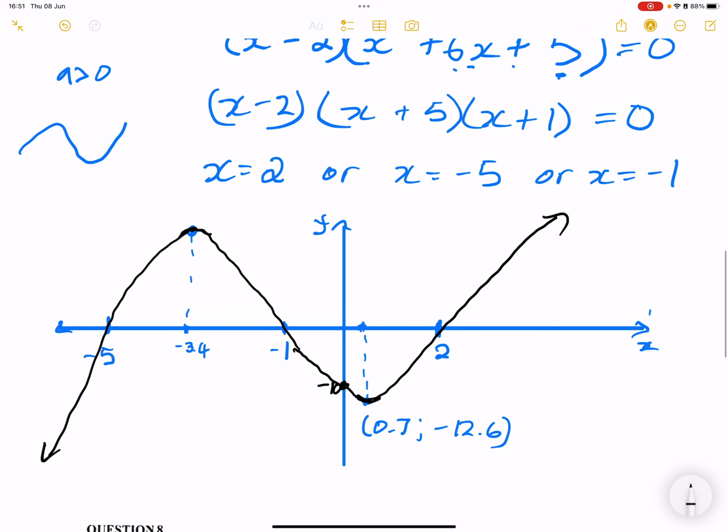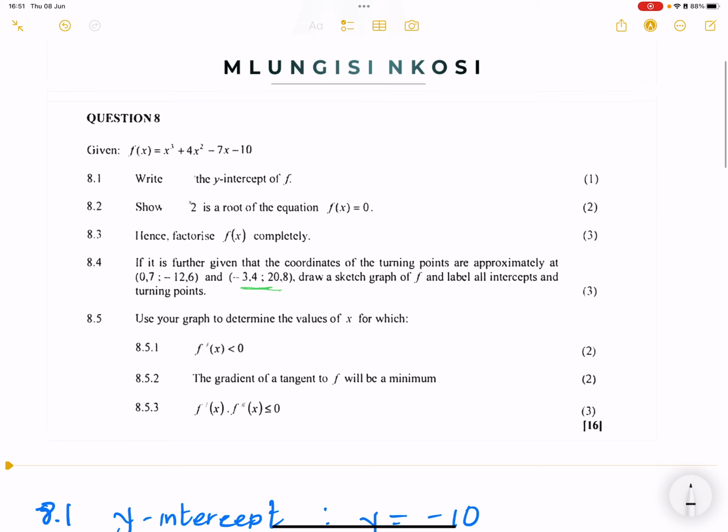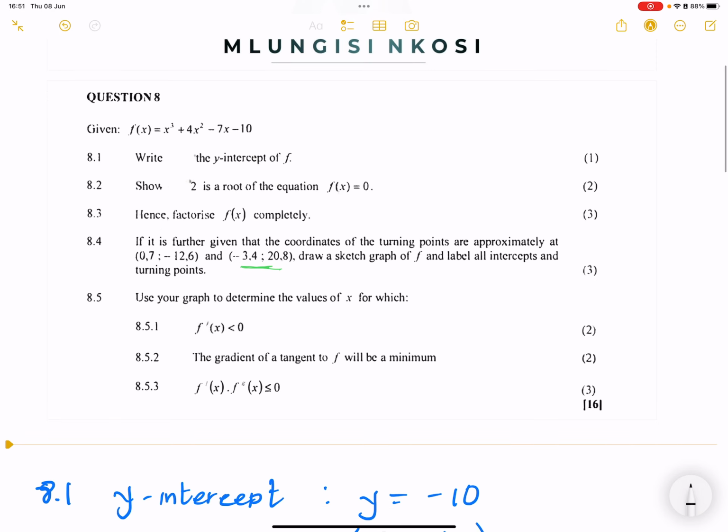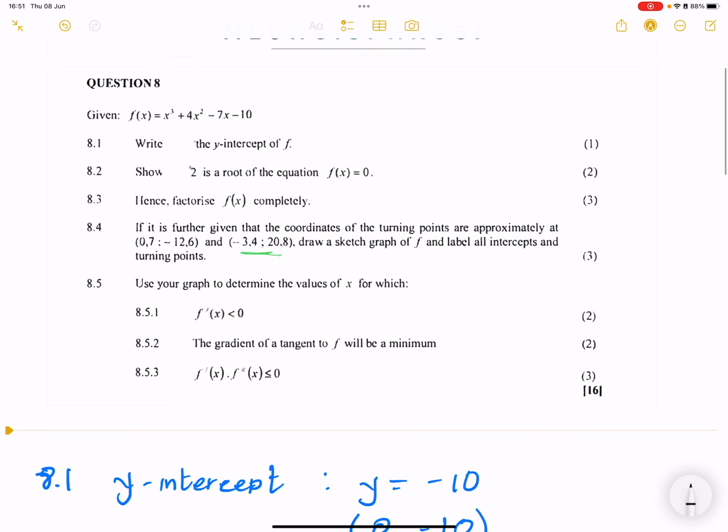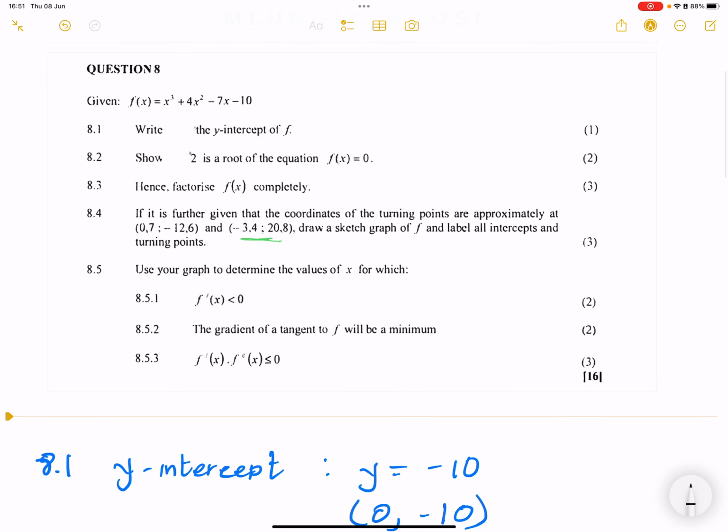As we move on to the next question, I've just repeated that question over there so that we don't keep scrolling up. They say use the graph to determine the values of x for which f prime x, meaning where the derivative, is less than 0.